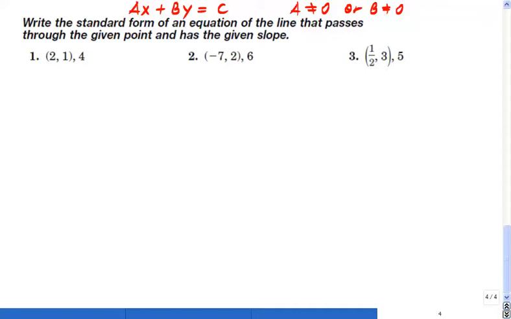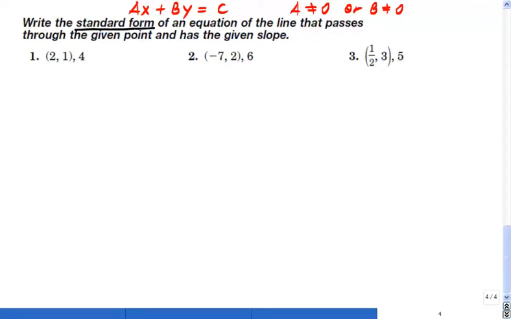Okay, let's see what we are supposed to do. Write the standard form of an equation of the line that passes through the given point and has the given slope. Well, passes through the given point and has the given slope. How can I do that?